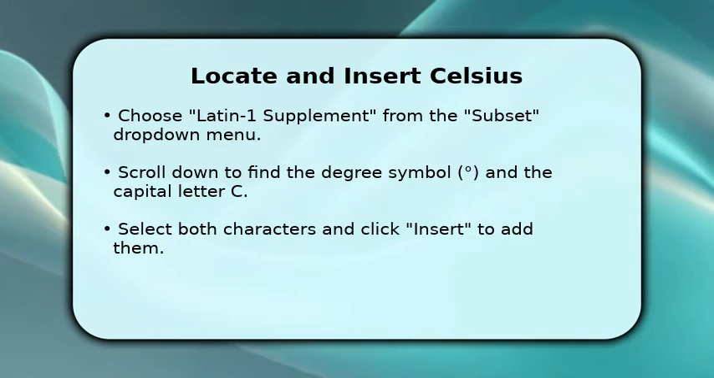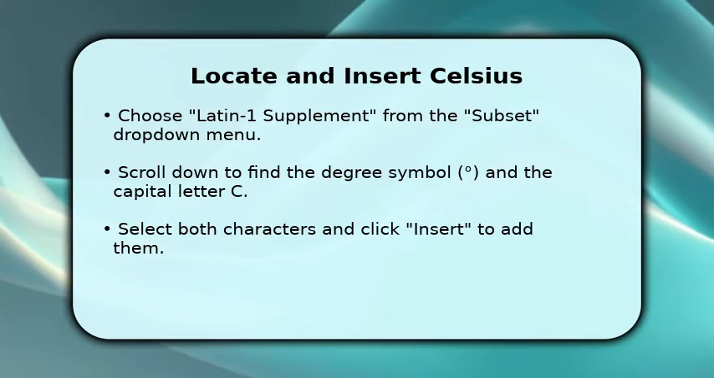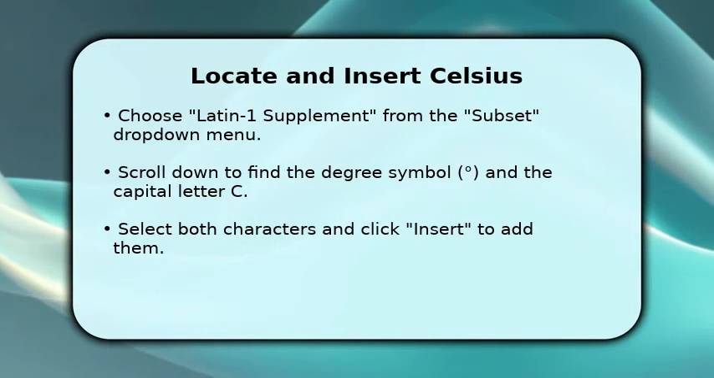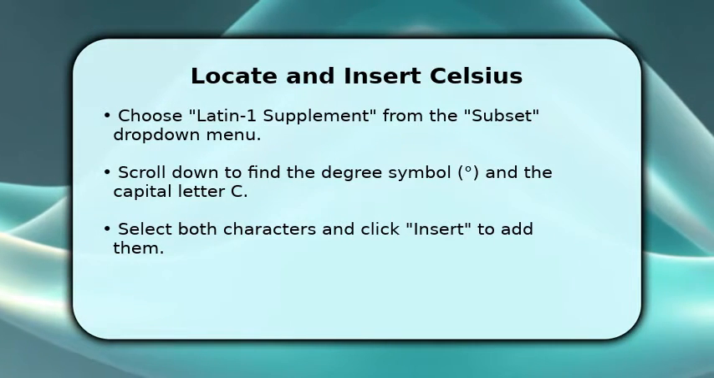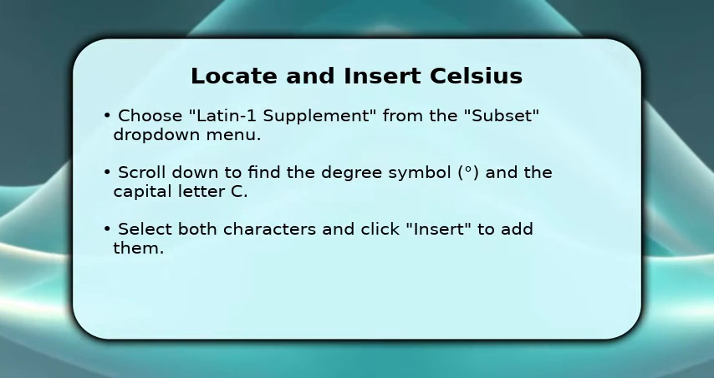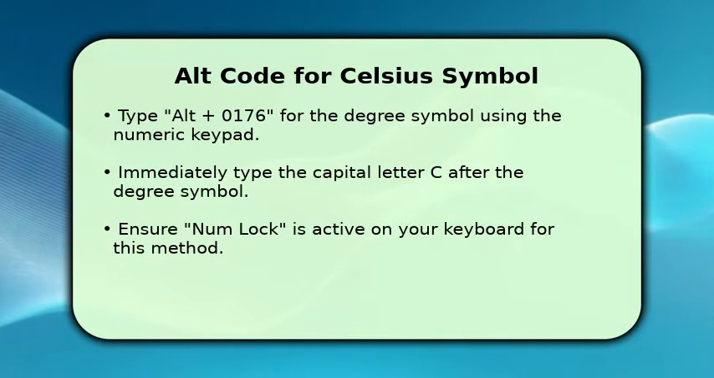Now, scroll through the available symbols until you find the degree symbol, which looks like a small circle. After that, find the capital letter C. Select both the degree symbol and the letter C, then click the Insert button to place them into your chosen cell. Another quick way to add the degree symbol is by using an Alt code.